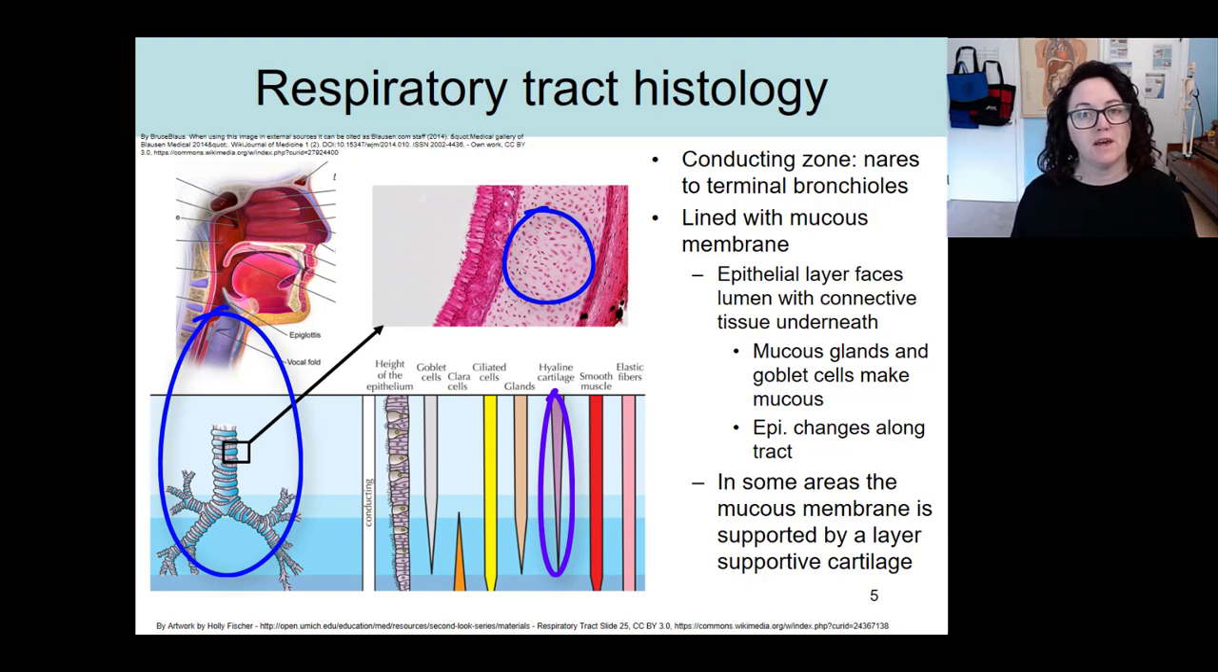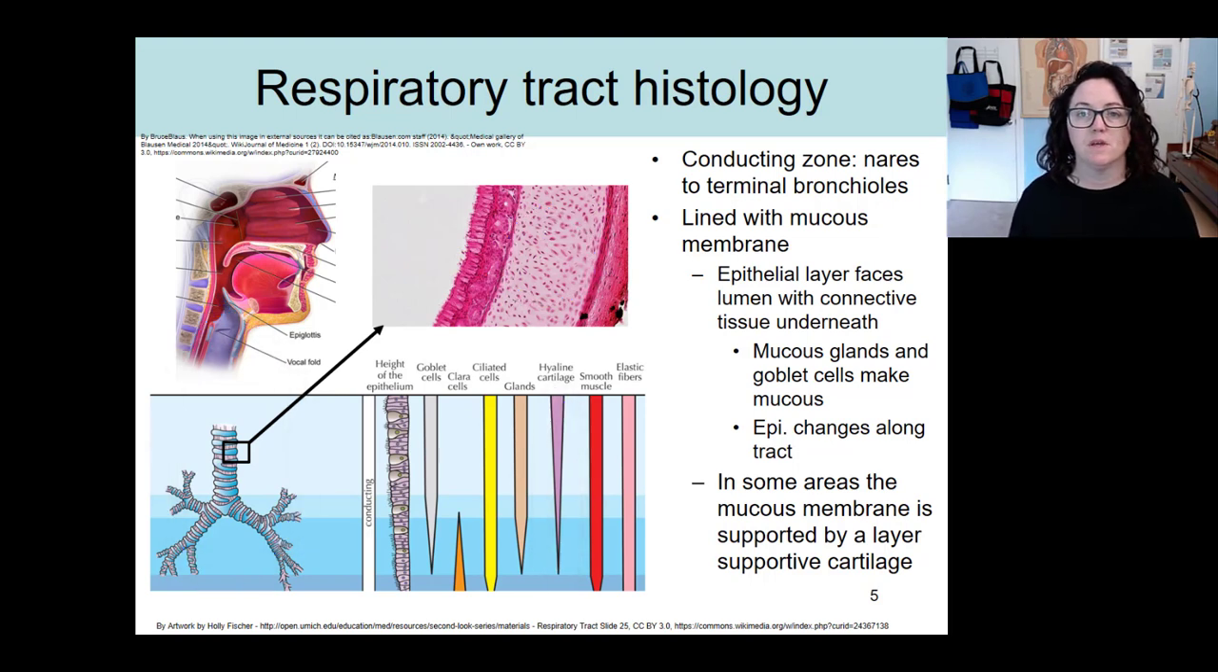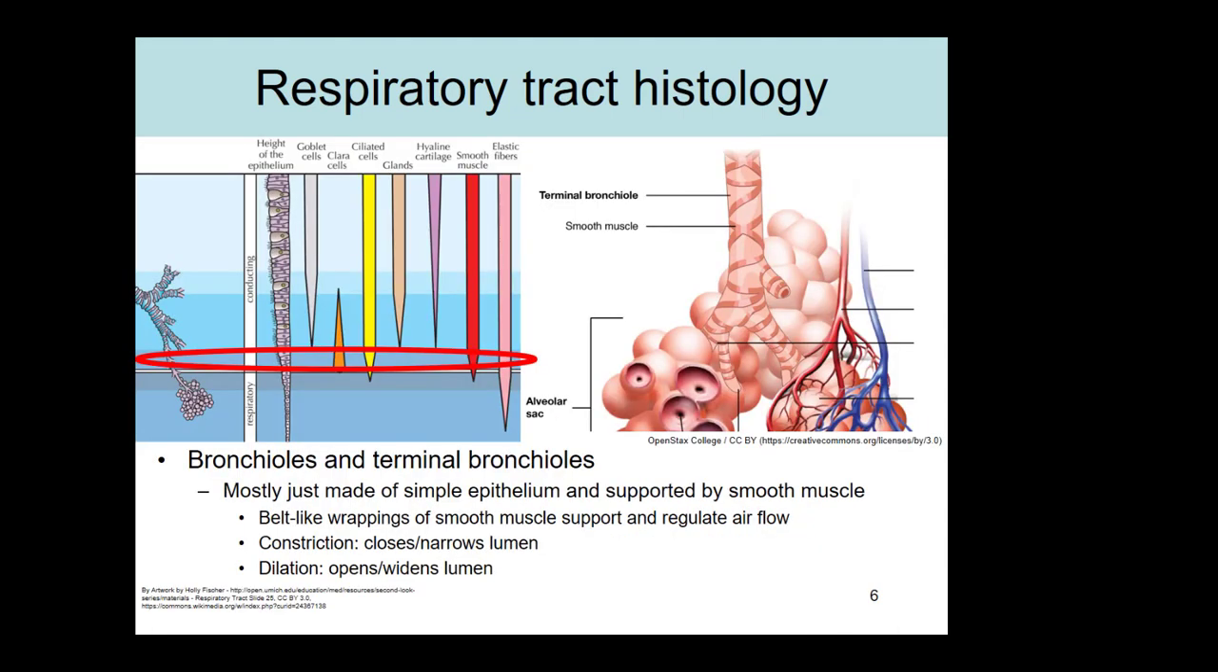So we see this starting at about the larynx, and it continues down most of the bronchial tree. The cartilage is important because it prevents these tubes from collapsing. Towards the end of the conducting zone is where we will find our bronchioles and terminal bronchioles.